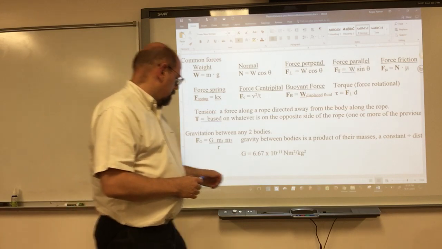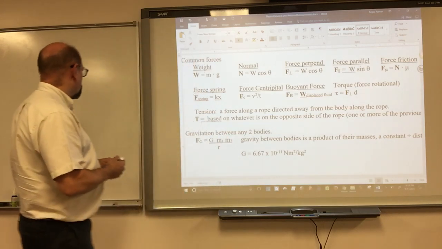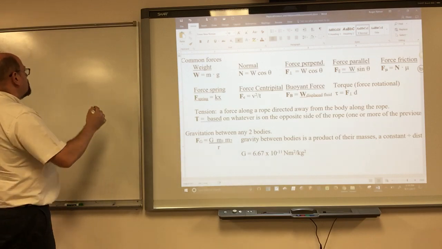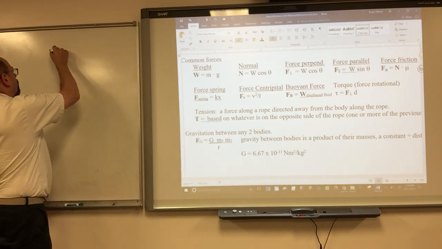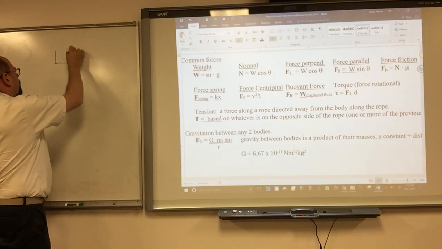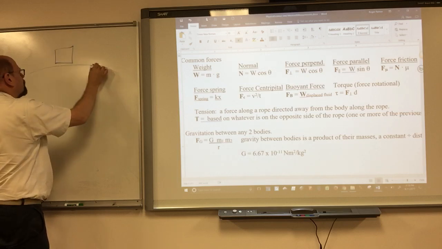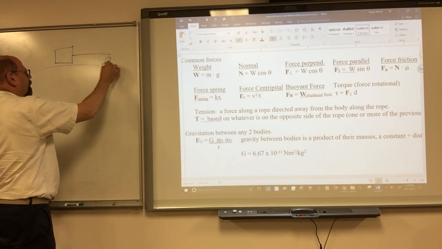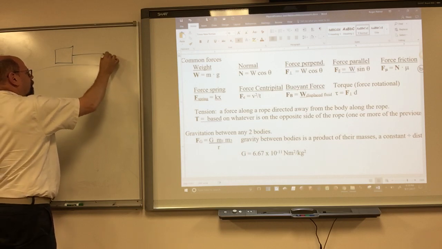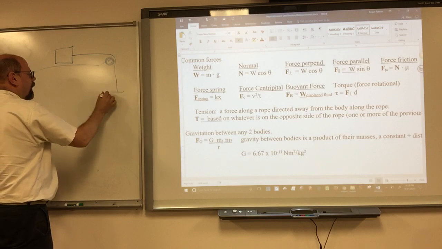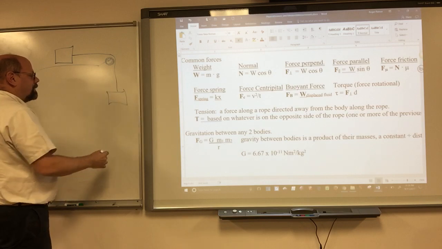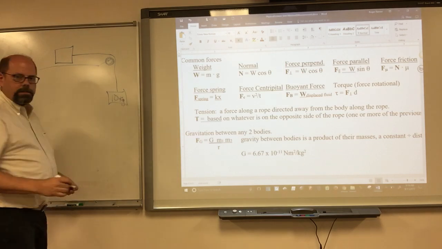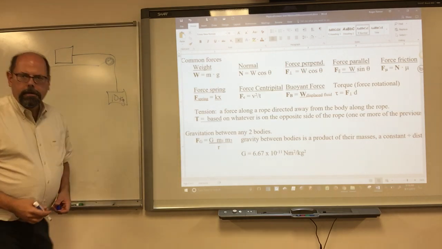Matter of fact, I'm going to leave those up so we can see what's there, and then I can just draw on this board here. Let's say I have an object that's sitting on a table like this. And I'm going to take a rope and put a little pulley here. It comes and it's hanging on some mass that's here. Let's call this a 10 kilogram mass.